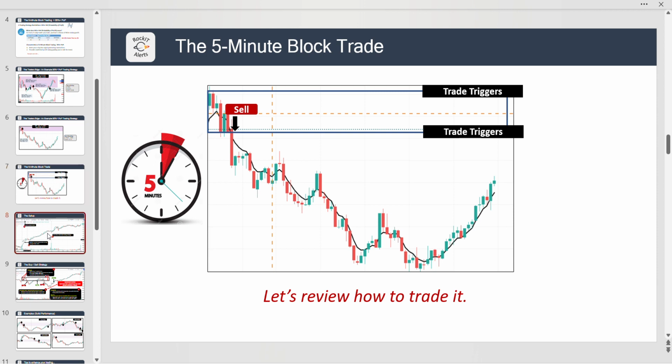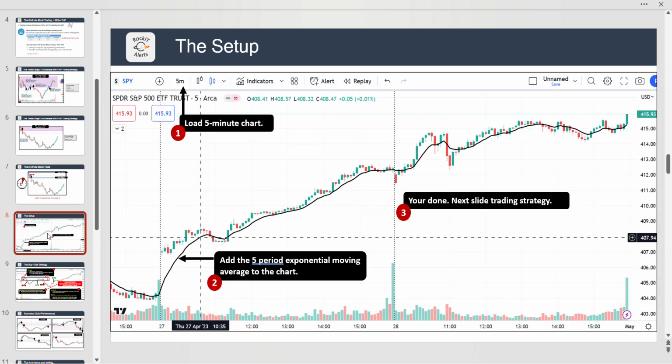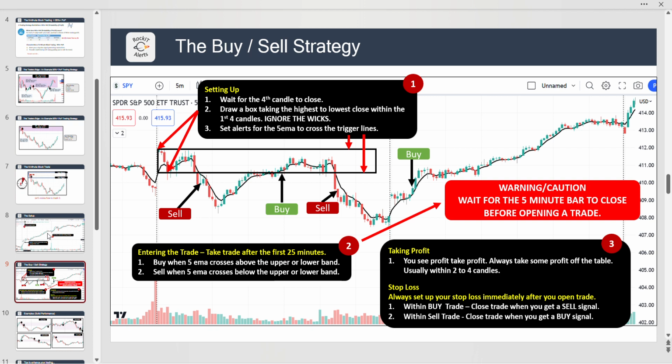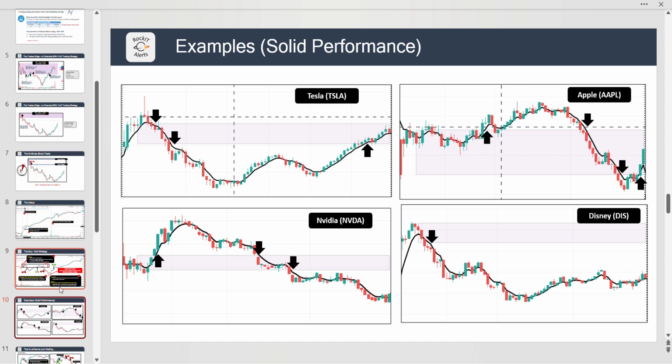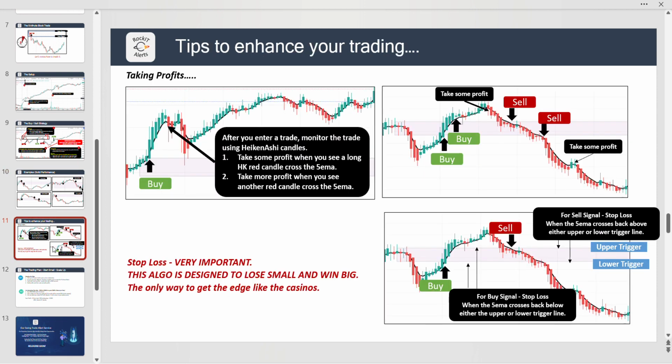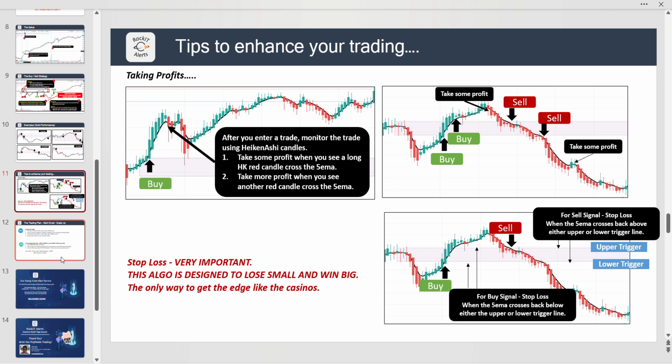You can download this PDF and there's instructions here step by step, exactly what I described in the video. And here are some examples of how you take the trades, and it explains the stop loss, when you take the stop loss, how you can keep riding the trend, etc.